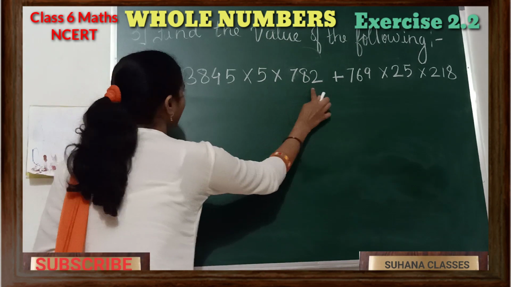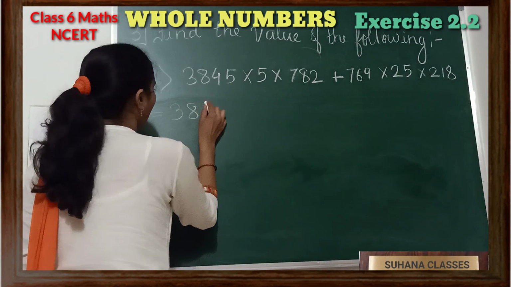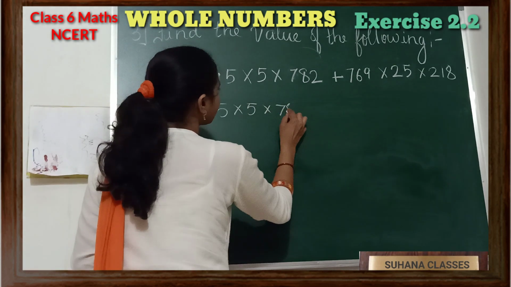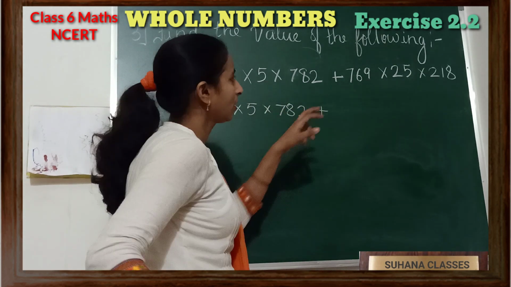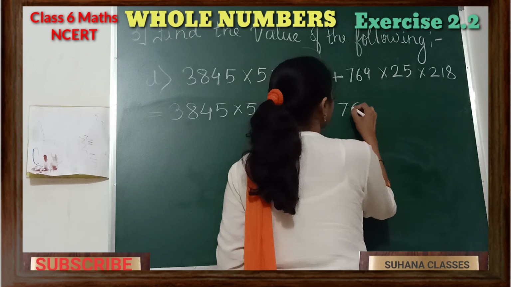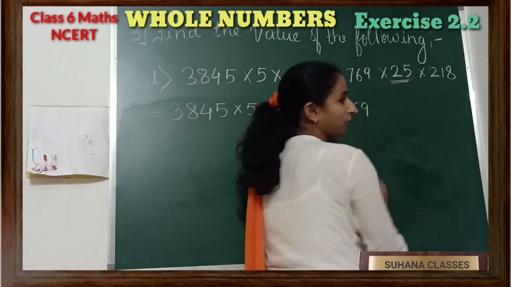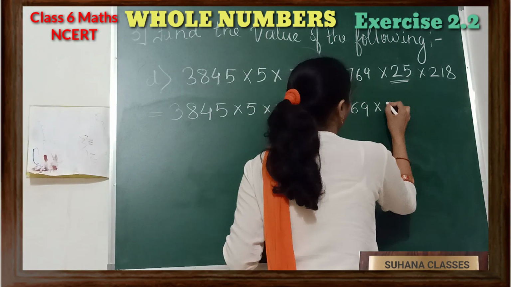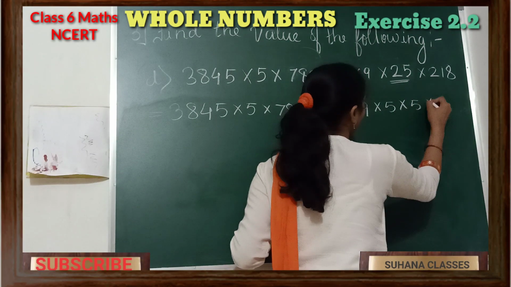I will keep the first group of numbers as it is. Plus 7,69. Here I can see 25. 25 I am going to open it up. How? So 5 5 is 25. Yes or no? I opened it up.